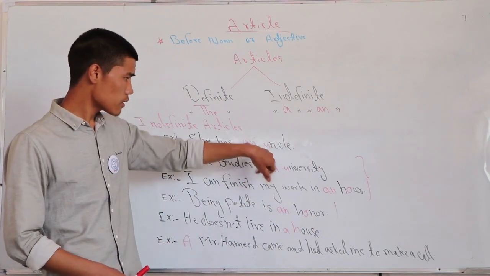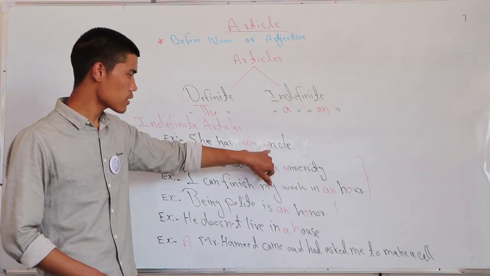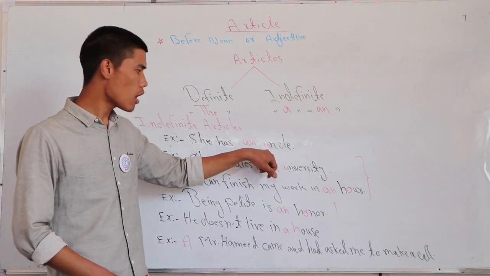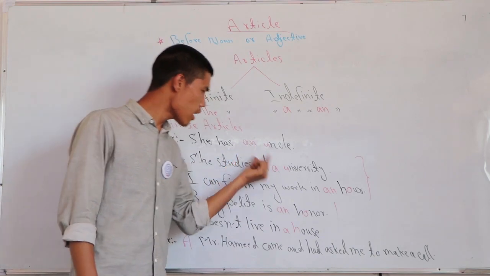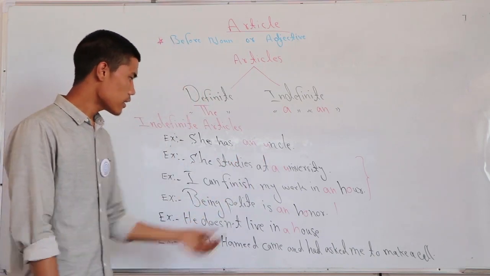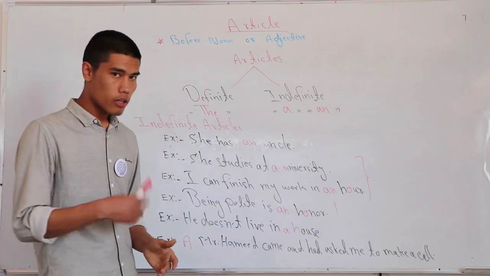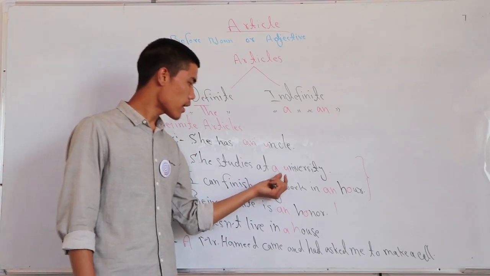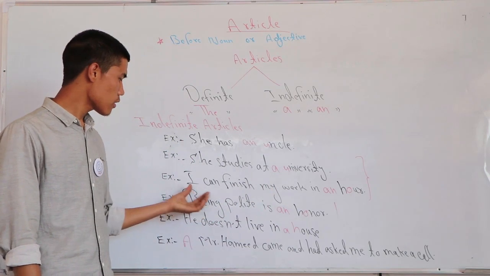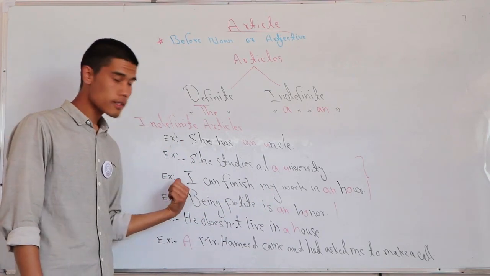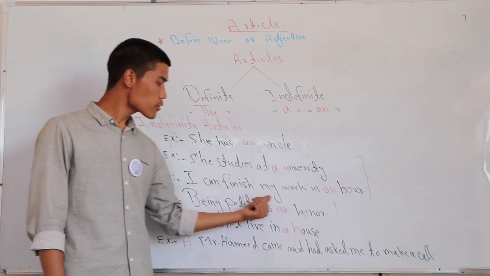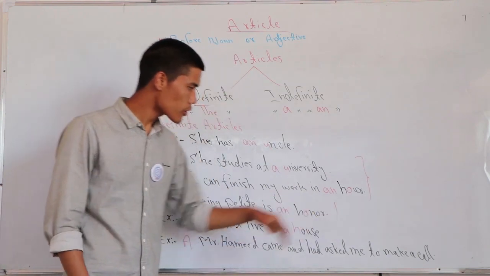In some words like uncle, it has a vowel sound, uncle. So we use "an". And this word university has a consonant sound. U here is a consonant sound, so we use "a". Next example. I can finish my work in an hour.